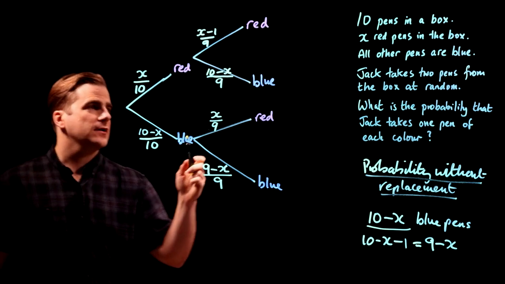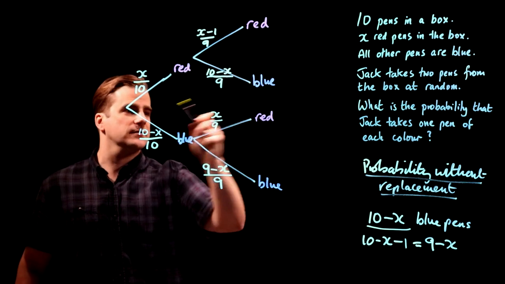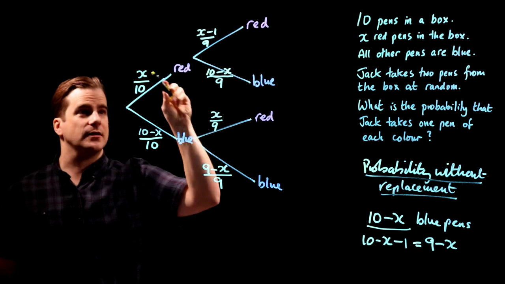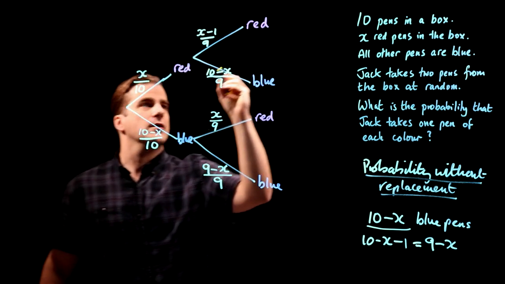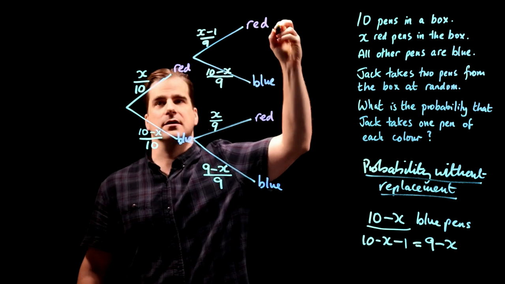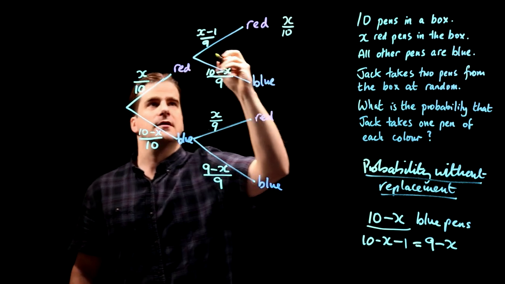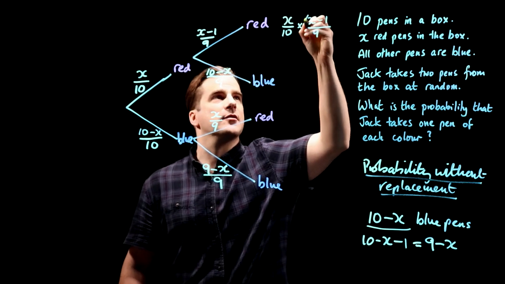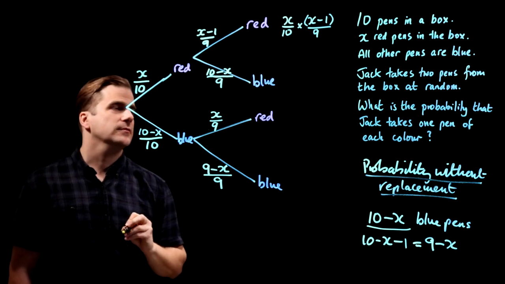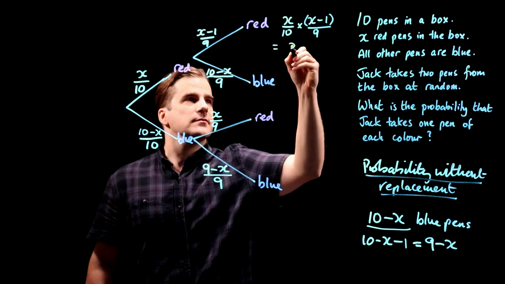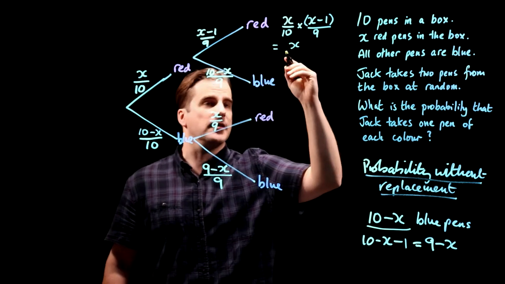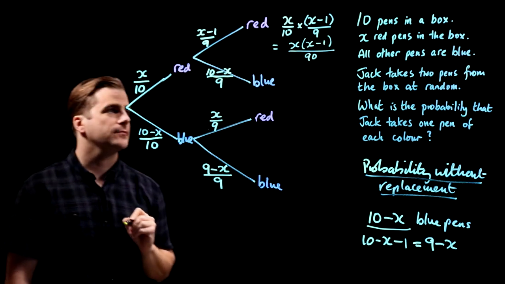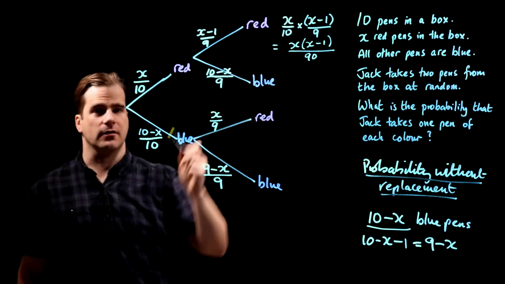Now, what you have to do to find the probability of each branch is you multiply those probabilities. The probability of choosing a red, then a red, is equal to that probability times that. So, red times red is the probability of this branch is x over 10 times x minus 1 over 9. Just to be clear, I'm going to put that in brackets. Which is, I'm not going to bother to multiply it out yet, that will come later. Multiply out the bracket, that is. That's x times x minus 1 all over 10 times 9 is 90. So that's the probability of choosing a red and then another red.